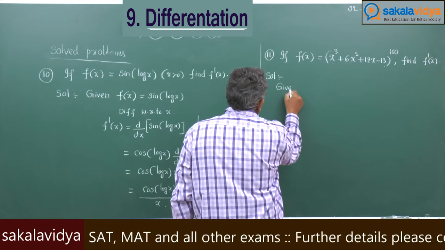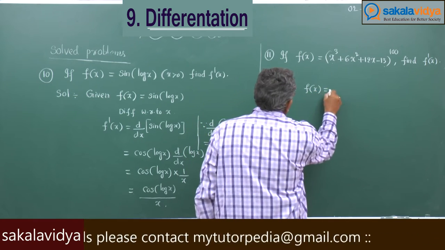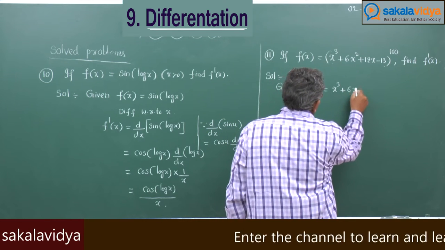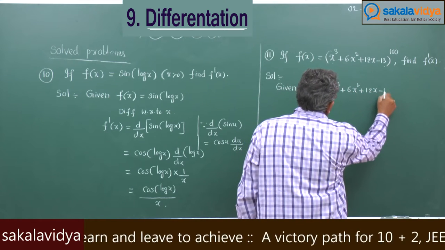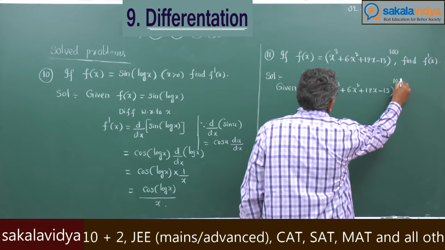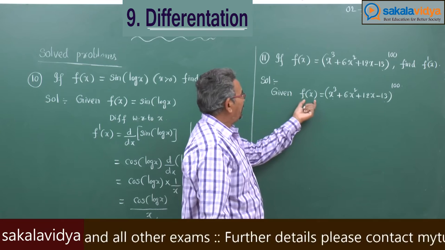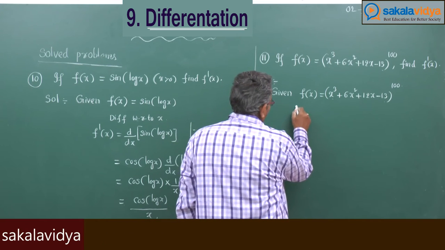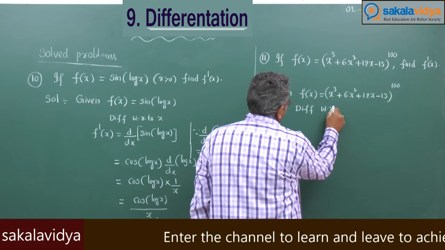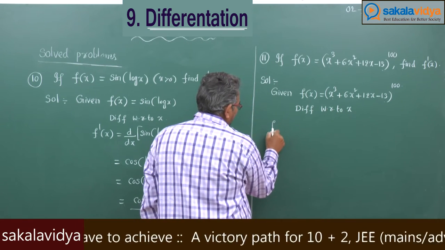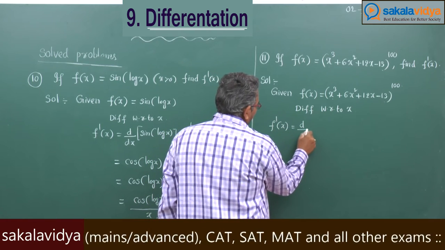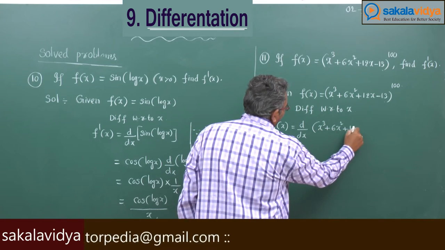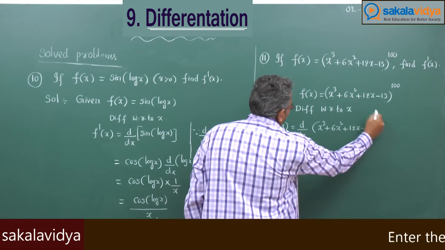Given f of x is equal to (x cube plus 6x square plus 12x minus 13) all to the power of 100. So now given f of x is equal to x cube plus 6x square plus 12x minus 13 all to the power of 100. Differentiate with respect to x. f dash x is equal to d by dx of (x cube plus 6x square plus 12x minus 13) all to the power of 100.